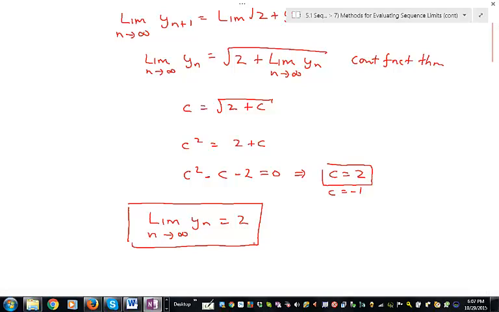Okay, so those are the methods that we're going to use when we don't have one of those nice forms that we had in the previous video. And the next video is going to present some practice problems for you to try and to see how to use these rules.